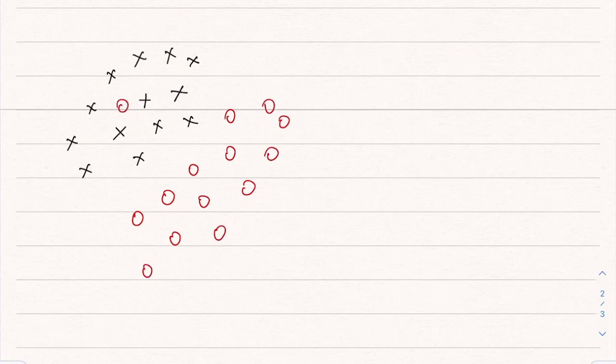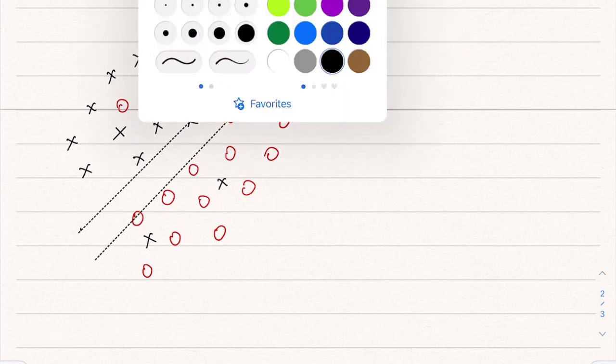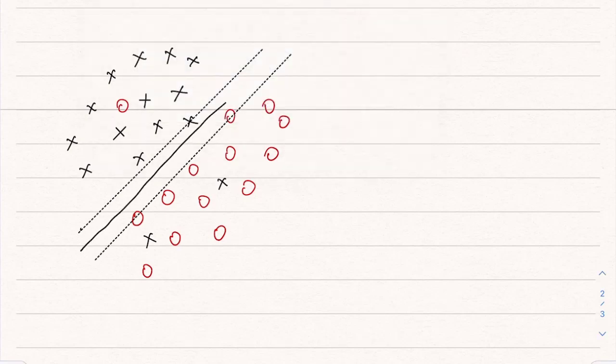However, as you can see, there are some black crosses on the wrong side, and there are some red circles also on the wrong side. And we want to classify while allowing this, while considering these outliers on the wrong side.